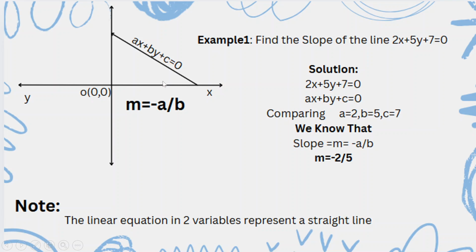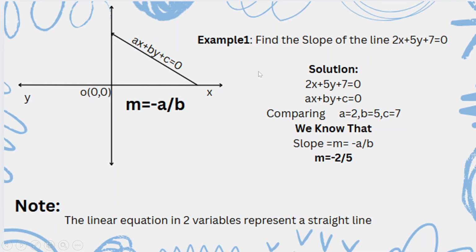Now the third case, if we are given any straight line and we are asked to find its slope, the equation of the line is ax plus by plus c, and the formula of slope will be m is equal to minus a over b, where a is the coefficient of x and b is the coefficient of y. Note that I have discussed this earlier, that a linear equation in two variables always represents a straight line.